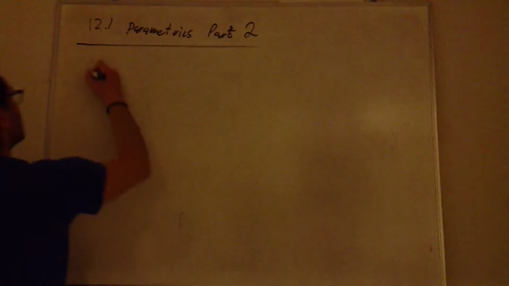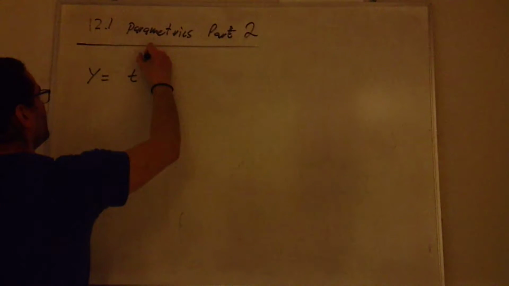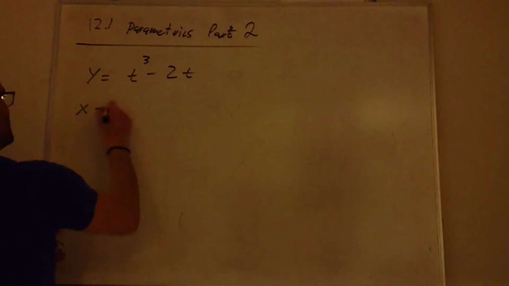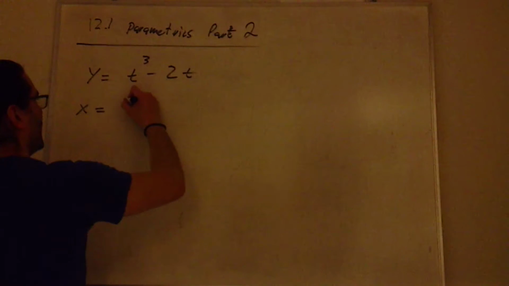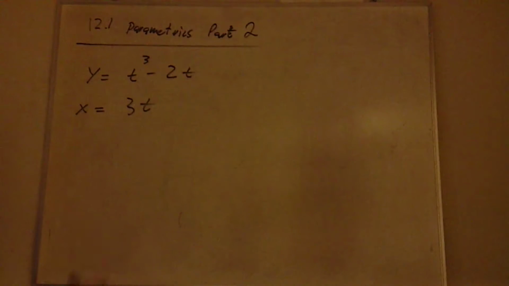I want y to equal t cubed minus 2t. And I want x to equal 3t. That's good. This will be good.